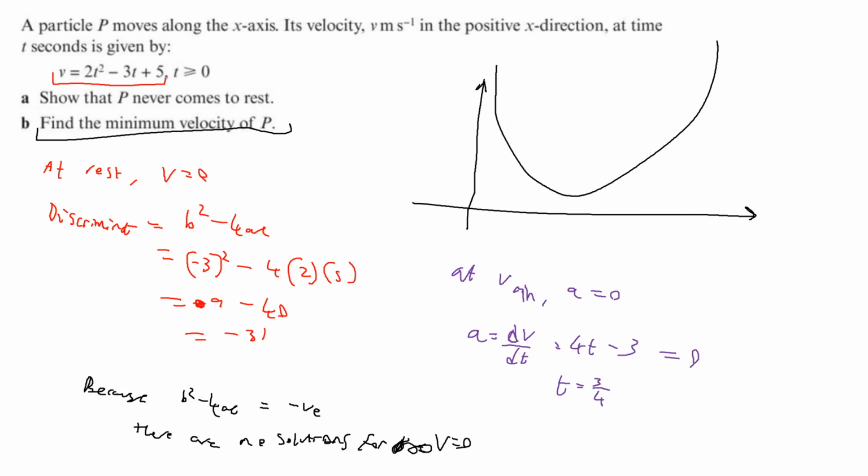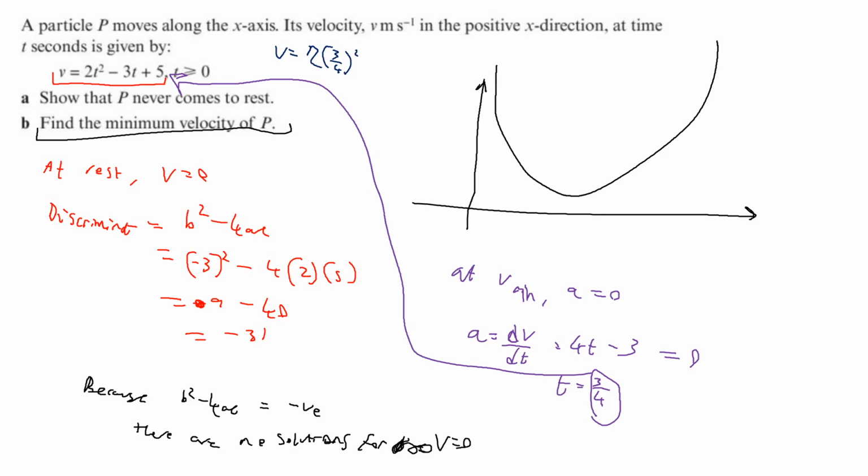3/4. So now all we need to do is plug 3/4 into this, and we get our V value as V is equal to 2 times 3/4 squared minus 3 times 3/4 plus 5. And if you plug that into your calculators, you get an answer of 3.875 meters per second. And that is your final answer.